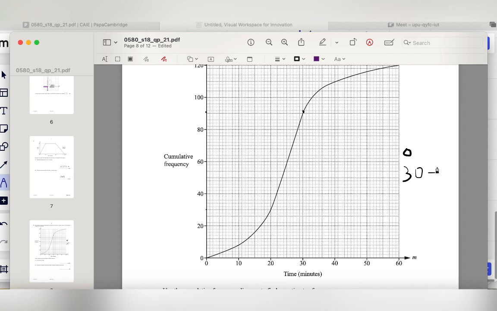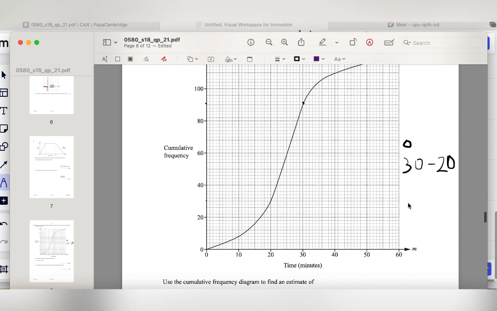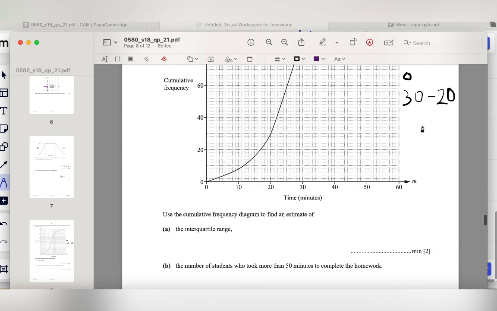So you say minus 20. Your lower quartile, the answer you get in minutes is 20. So 30 minus 20, you get 10. So our final answer for this one will be 10, because 30 minus 20 is 10 minutes.